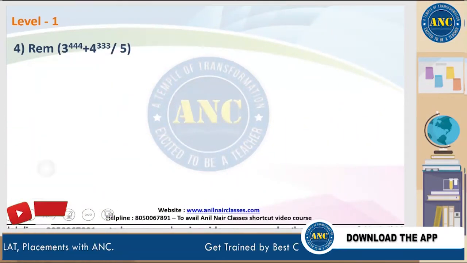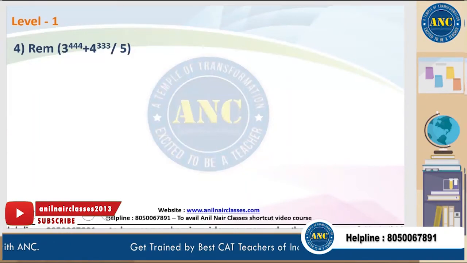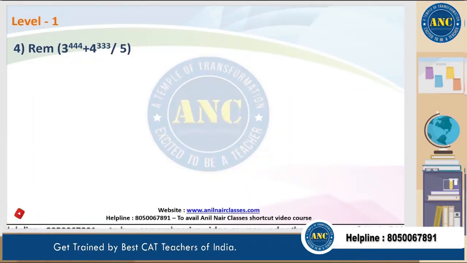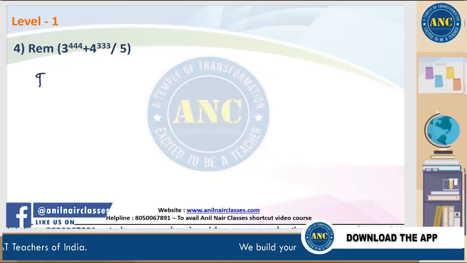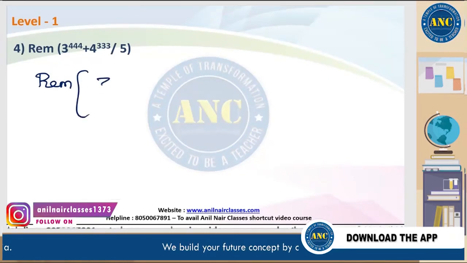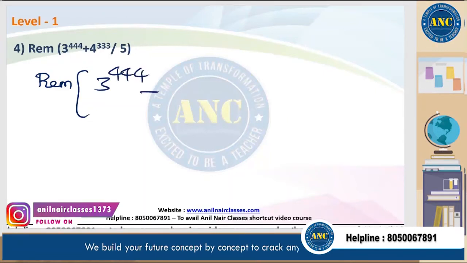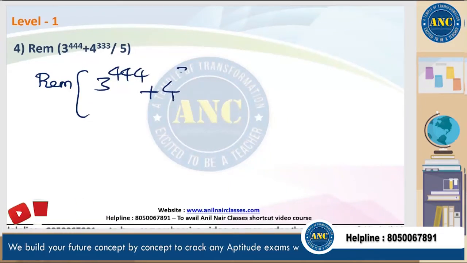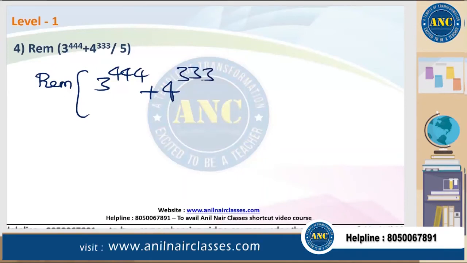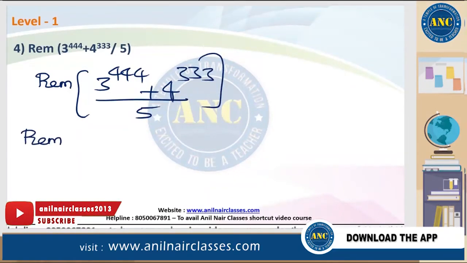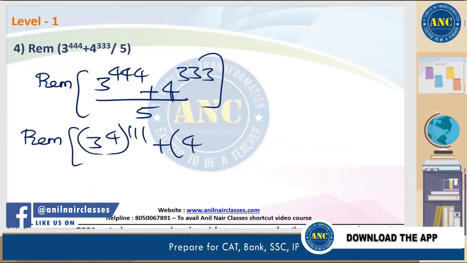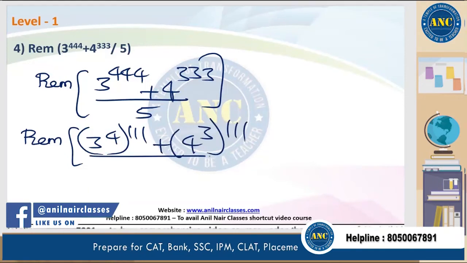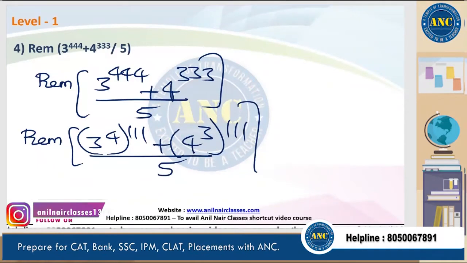Another beautiful question, an original exam question. Reminder 1: 3 power 444 plus 4 power 333 divided by 5. I will write the equation again: 3 power 444 plus 4 power 333 divided by 5. So write the numerator as 3 power 4 power 111 plus 4 power 3 power 111, divided by 5. I hope it is clear.